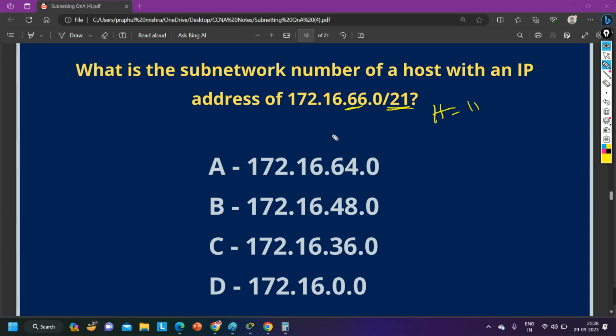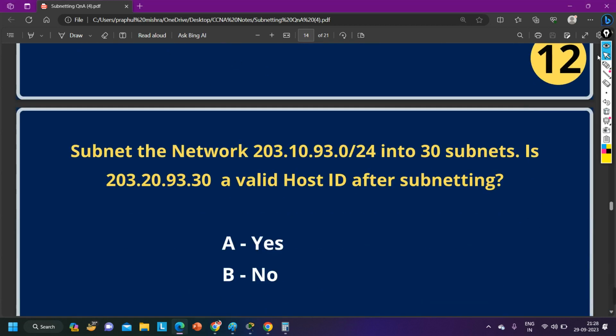So 64.0 will be the first network, and 72.0 will be the next network. It's asking for the first network. So 64.0 it will be, option A. Divided by 8, and the first valid will be 64.1.